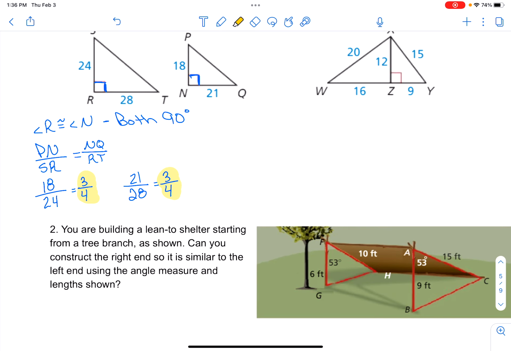So notice that our sides are in fact proportional. So this proves that these triangles are similar by side angle side similarity. That little squiggle after just says that we have a similarity statement.